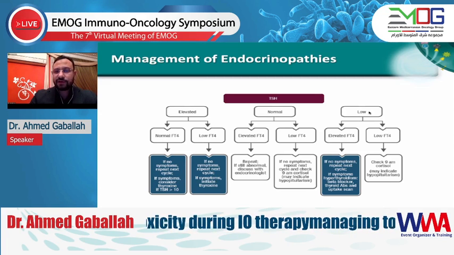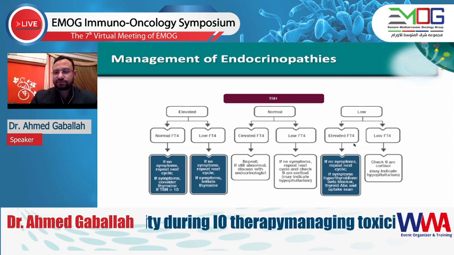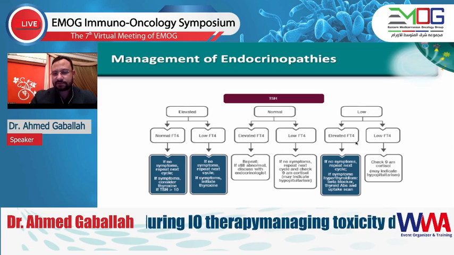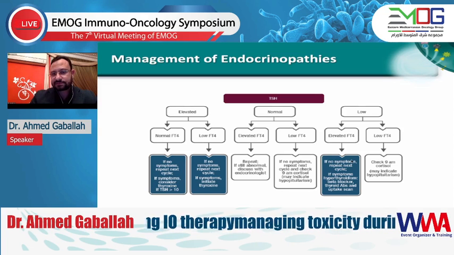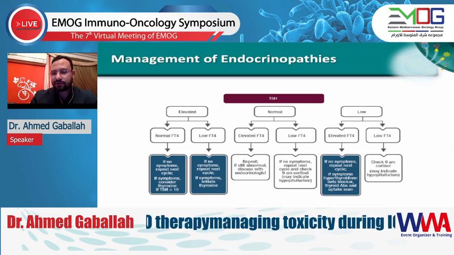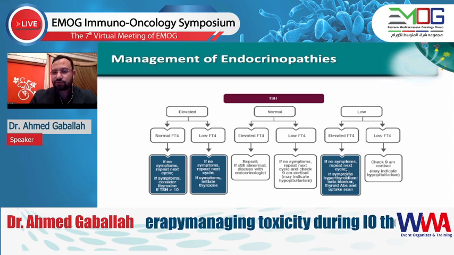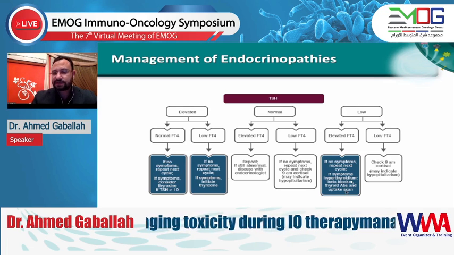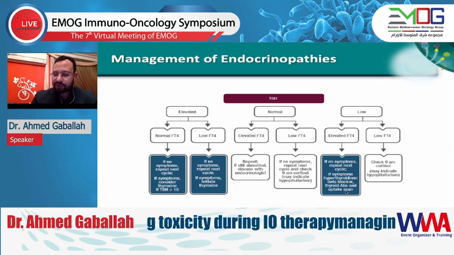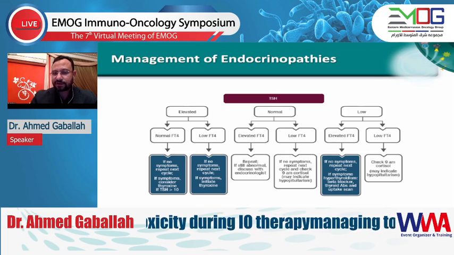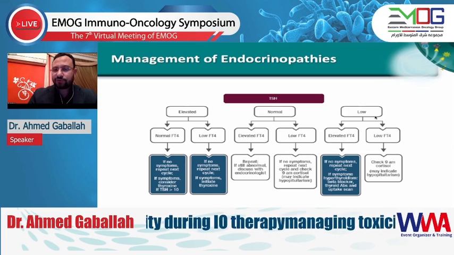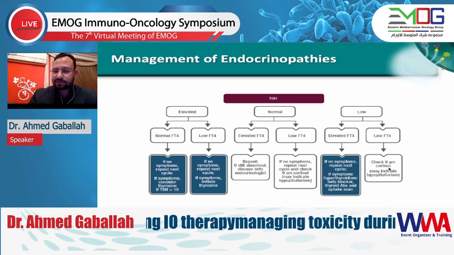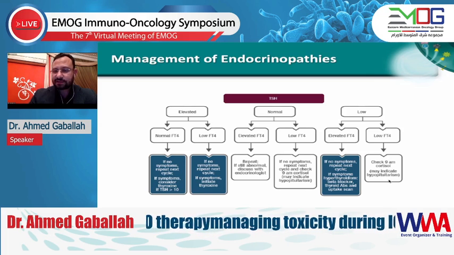What about if we have a low TSH? If we have low TSH with high T4, this gives us suspicion of autoimmune thyrotoxicosis. So we repeat with the next cycle, and if the symptoms persist and the patient is confirmed to have hyperthyroidism, we should start medical treatment with beta blockers. We can do an uptake scan, we can do thyroid antibodies. And if we have low TSH and low T4, we should check the serum cortisol level at 9 a.m. because this may indicate hypopituitarism.